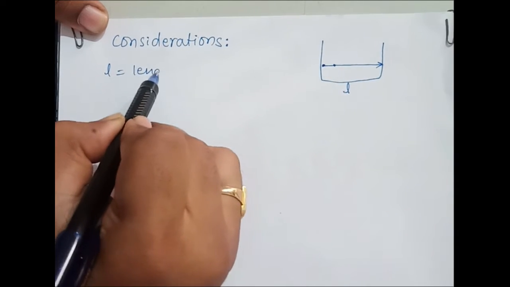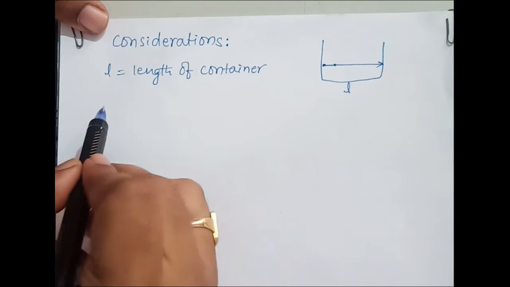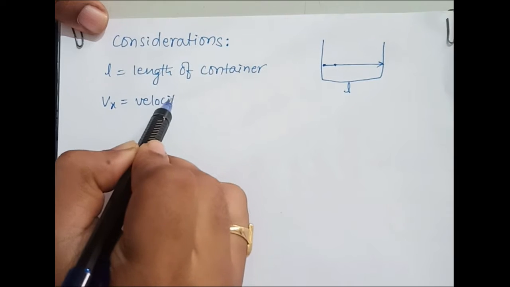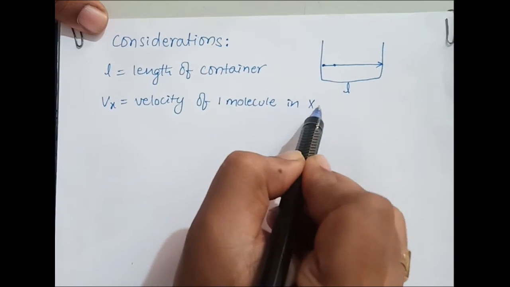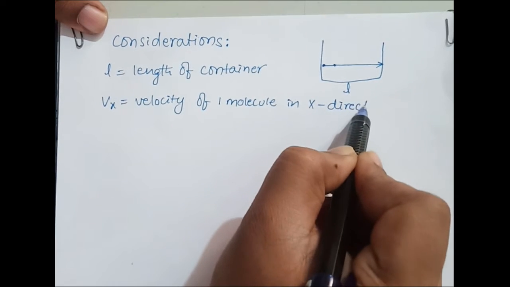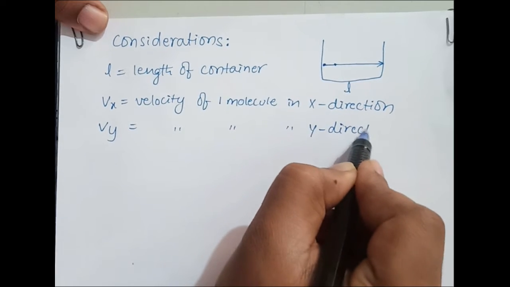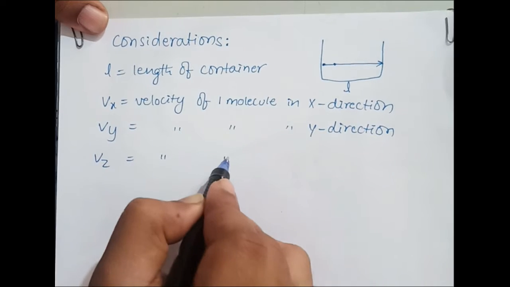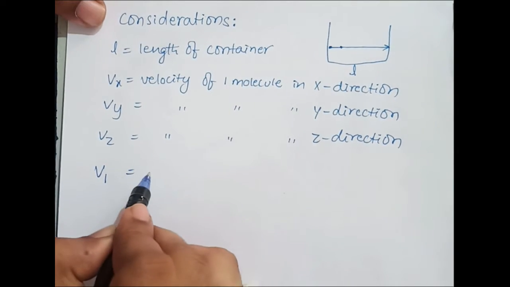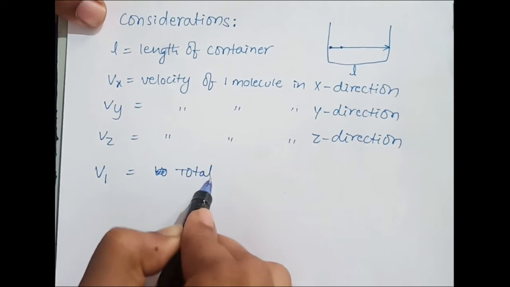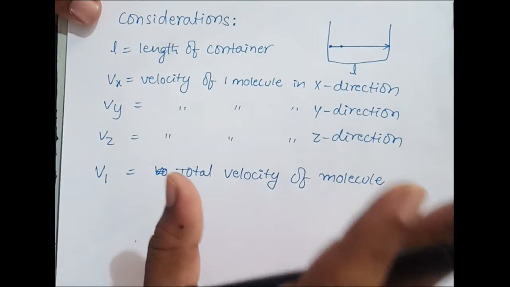Here L is the length of the container, or path of the gas particle, and Vx is the velocity of the first molecule in the x direction, or along the x axis. Similarly, Vy is the velocity of the molecule in the y direction, and Vz is the velocity of the molecule in the z direction, and V1 is the total velocity of the molecule. Only one molecule I am talking about, keep that in mind.